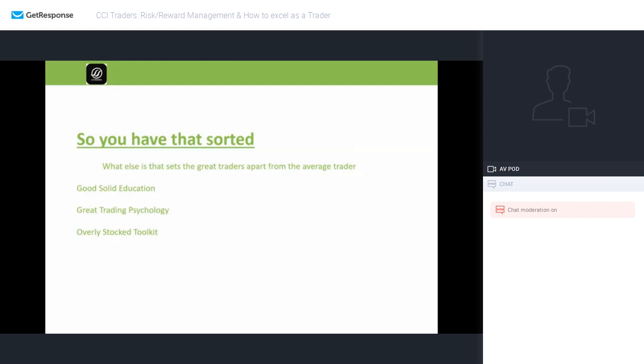Make sure your toolkit is overly stocked with your coaching and your strategies and your mindset and your positive attitude and your capital. Make sure your toolkit is overly stocked. You can never have too much of anything like that. And a thorough understanding of risk-reward management. That is key to being a great trader.